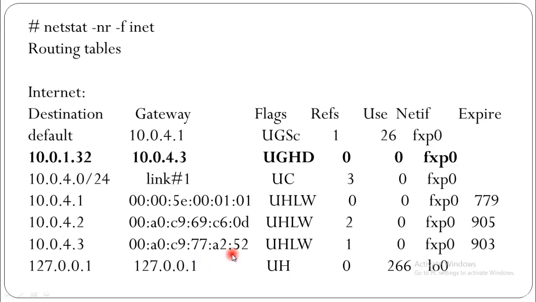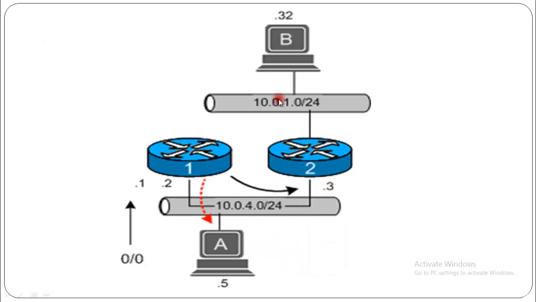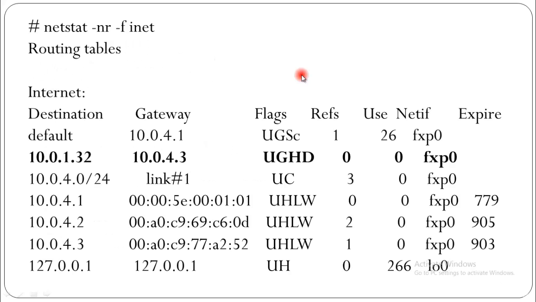10.0.1.32. I'll just go back to my previous screen. So this one was already configured to route it back to A, but it did not actually redirect anything. So it would appear as if the ping program does not re-evaluate the routing table during runtime.